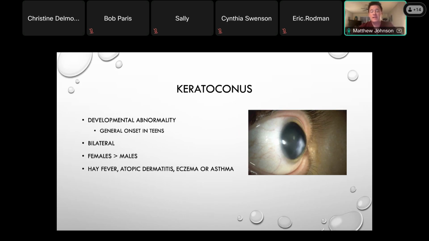Keratoconus is a developmental abnormality of the cornea that has a general onset in the teenage years. It happens bilaterally, which means it generally happens to both eyes. It's very rare for it to occur in just one eye. It happens in females more than males. No, we don't know why, but that's what we tend to see. And it tends to be more associated with people that have hay fever, atopic dermatitis, eczema, or asthma.